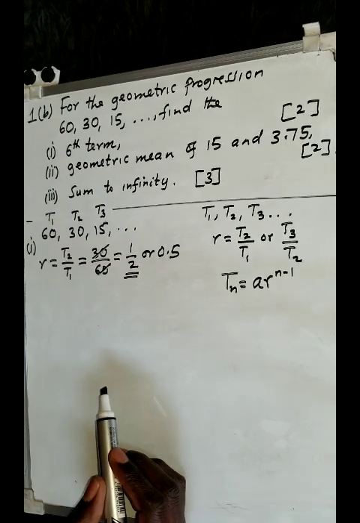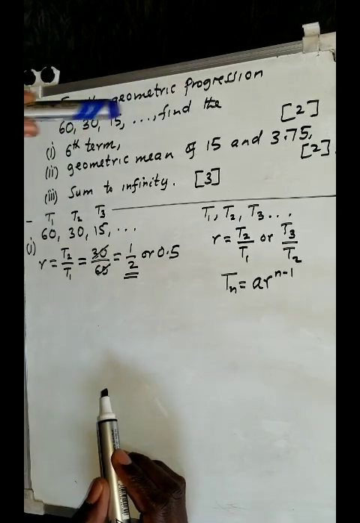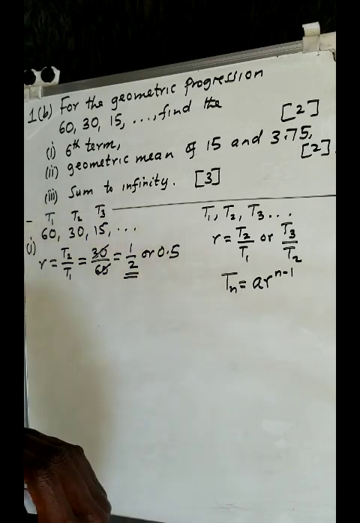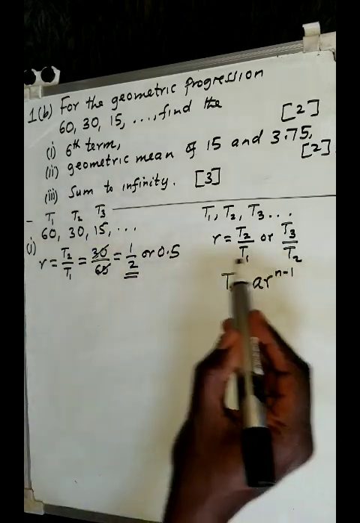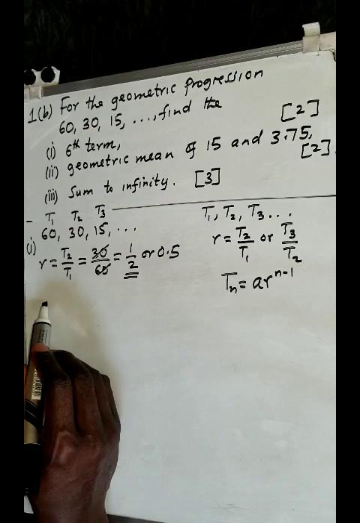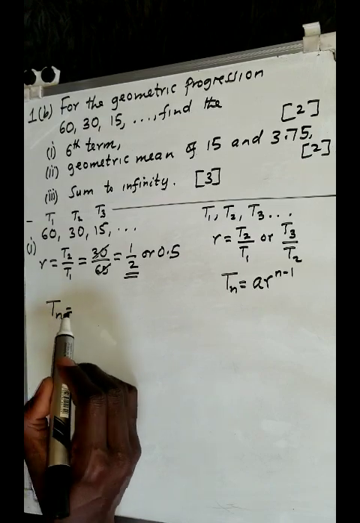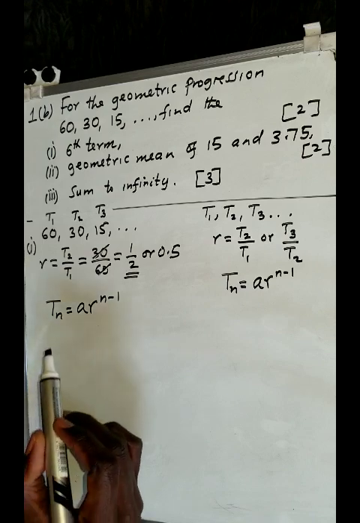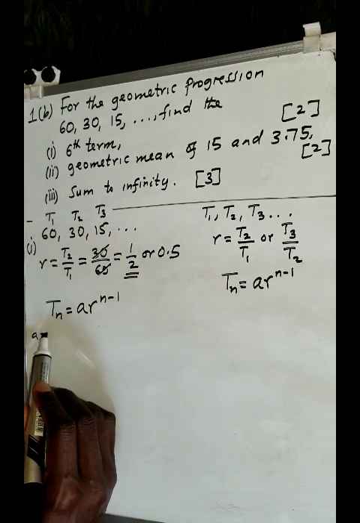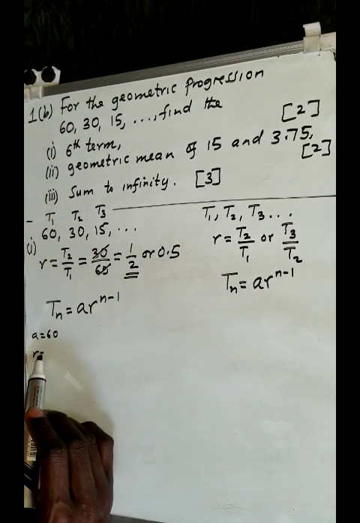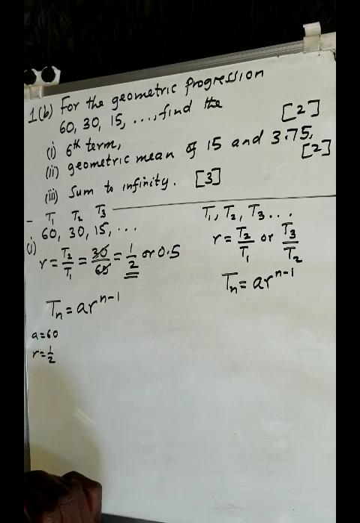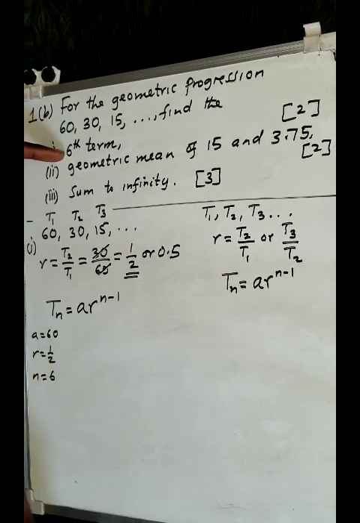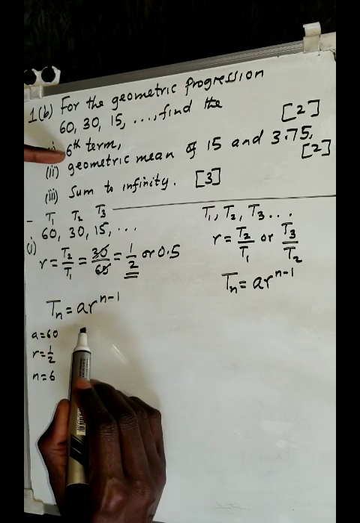That's the common ratio. Now, the question says find the 60th term. So how do we get the 60th term? You can use the formula Tn equals the first term times the common ratio raised to n minus 1. We know the first term in that sequence is 60, the common ratio is a half, or 0.5. Since they are asking for the 60th term, n is equal to 60. So you just substitute in that formula.